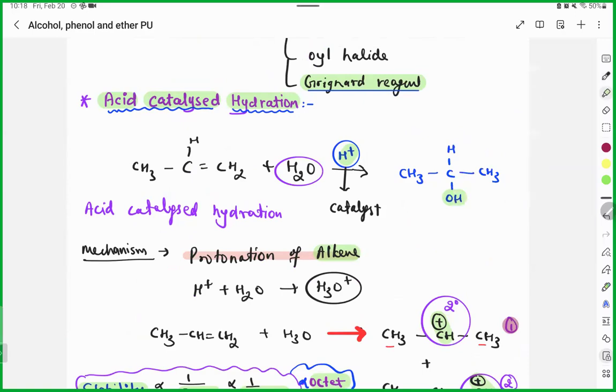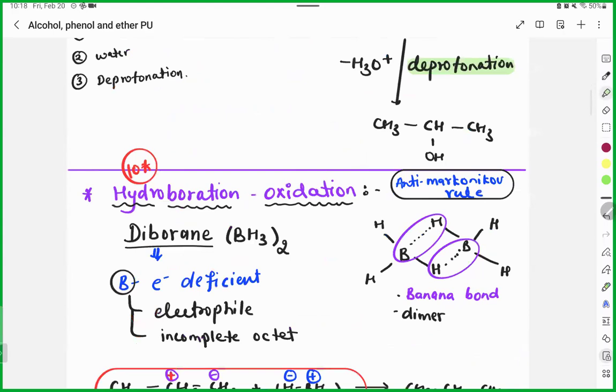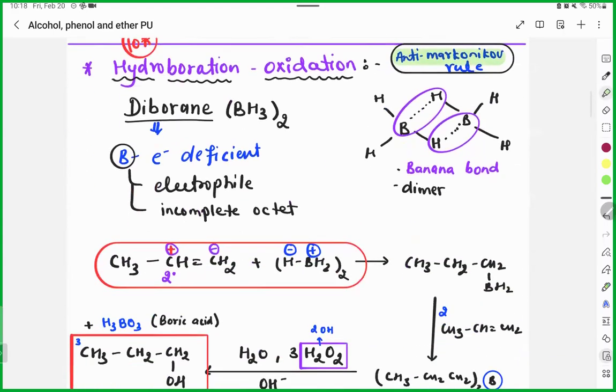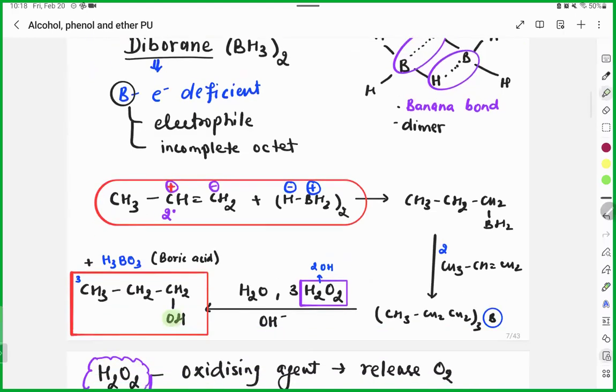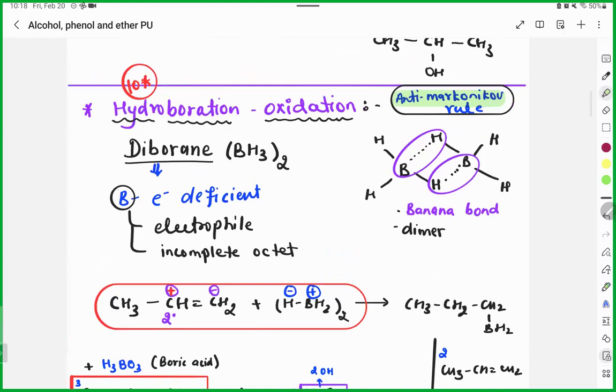Opposite to this, you have hydroboration oxidation, the anti-Markovnikov rule. Why? Because you are making alcohol in the same way. But what is the difference? OH is attached to the primary carbon, not the secondary. What is the reason? Here we don't have a carbocation method.